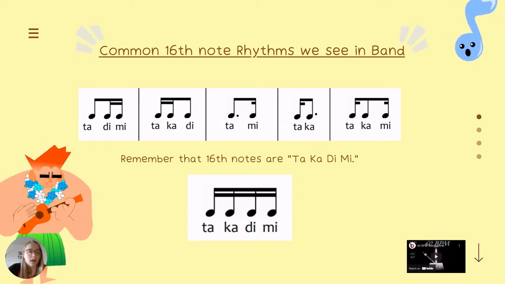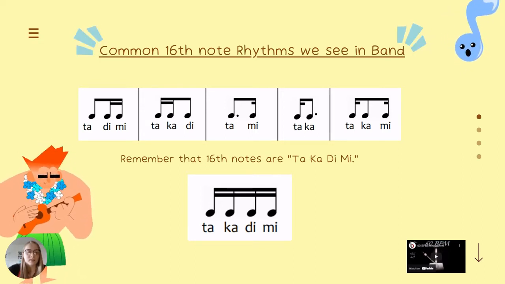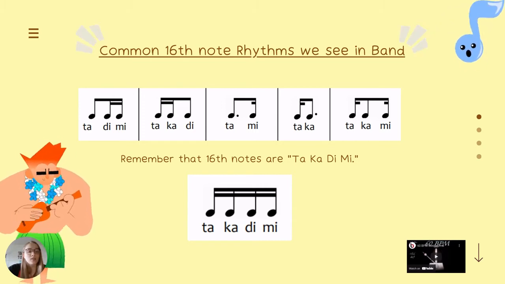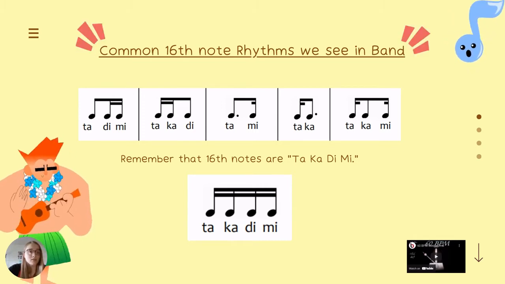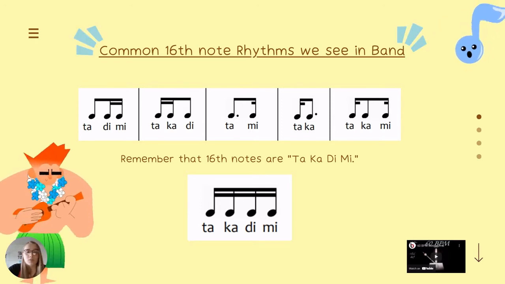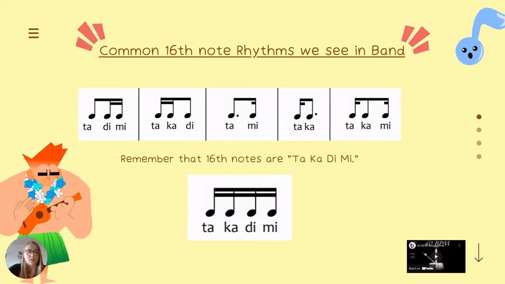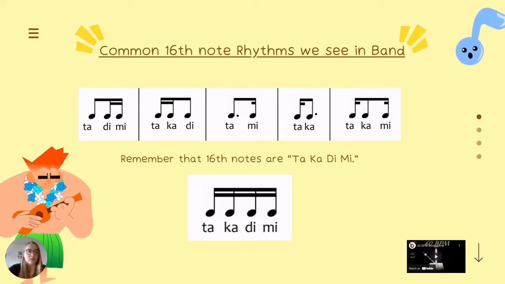So here we see TaDiMi. Which one are we missing here? TaDiMi. That sounds like we're missing ka. That's correct, because the ta is going to be taking up 2 16th notes, so there's going to be no space for us to say ka, because we don't need to, so we're just going to be saying TaDiMi.